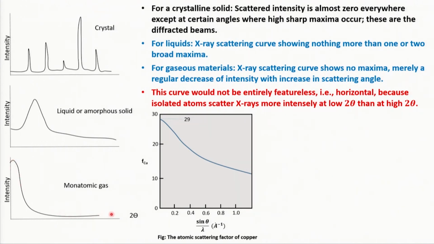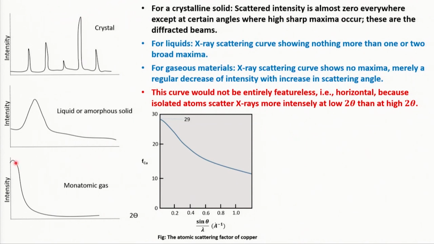Now, the one point you should understand is that even for a monoatomic gas, you are not getting a completely horizontal line, but you are not getting any X-ray diffraction at all. What you can imagine for liquid or monoatomic gases is more like X-ray scattering, not diffraction. Diffraction, we discussed, is a particular case of scattering where we have constructive interference happening for a certain particular direction of the scattered X-ray beam. That is not happening in the case of a liquid or monoatomic gases.